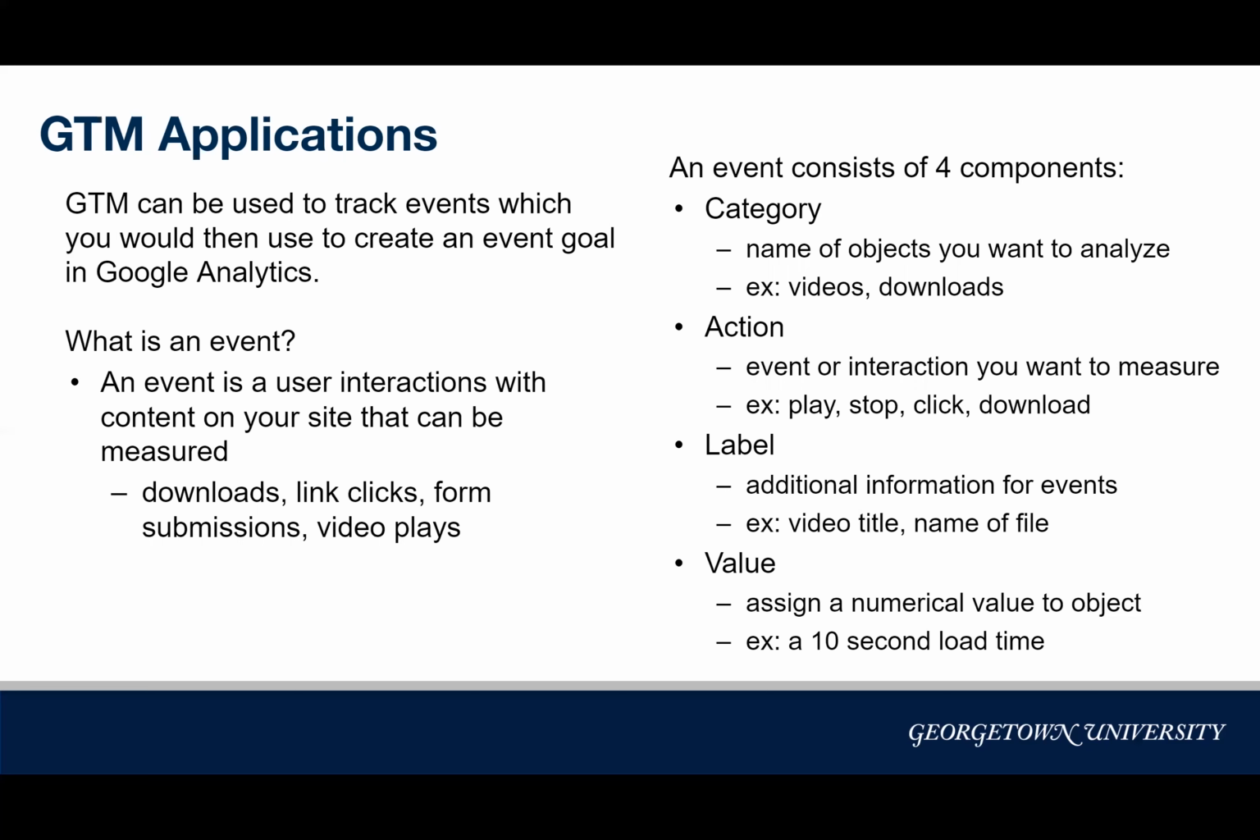A category is going to be the general name of the objects you want to analyze. So this can be something like videos or downloads. An action is going to be the event or interaction you want to measure. So this one's pretty self-explanatory. It could be something like playing or stopping a video or clicking on a download link.